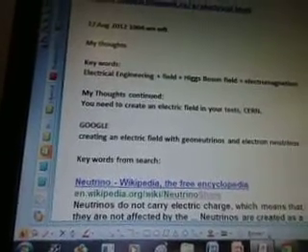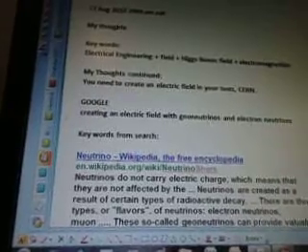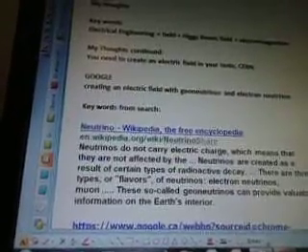My thoughts continued. You need to create an electric field in your test zone. Google create an electric field with Geo-Neutrinos and Electron Neutrinos. The keywords from the search are neutrino. Neutrinos do not carry electric charge, which means that they are not affected by. Neutrinos are created as a result of certain types of radioactive decay. So we were talking about the alpha particle decay there. There are 3 types of flavors of neutrinos: electron neutrinos, muon, and tau. The so-called Geo-Neutrinos can provide valuable information on the Earth's interior. That's a Google link.